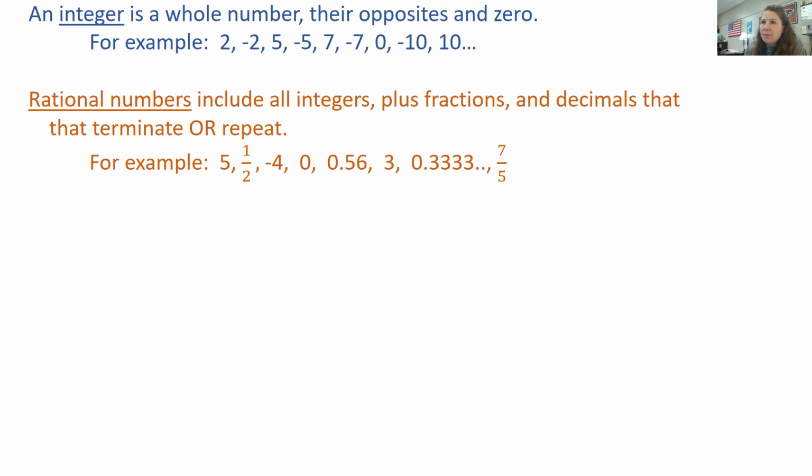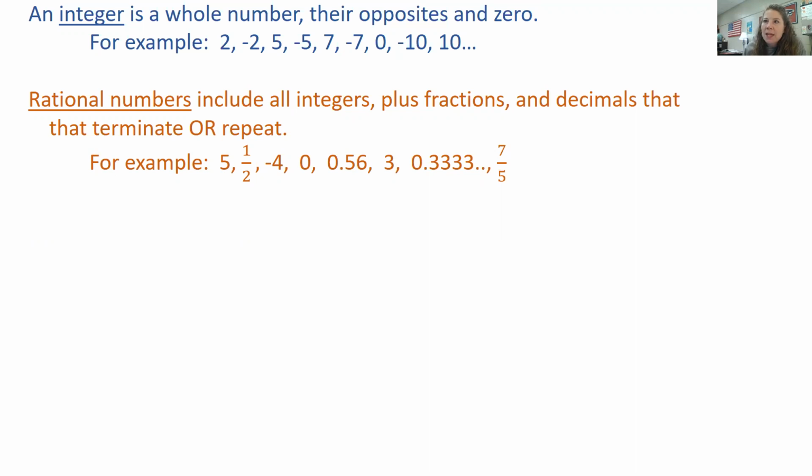So we are going to talk about some vocabulary terms. Two specifically are the words integer and rational numbers. An integer is all whole numbers, their opposites, and the number 0. For example, 2 and -2. 2 is a whole number, -2 is its opposite. 5 and -5, 7, -7, 0 is included in integers, -10, 10. So any whole number. That does not include decimals and fractions.